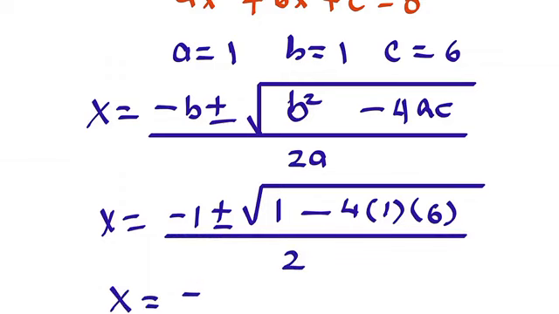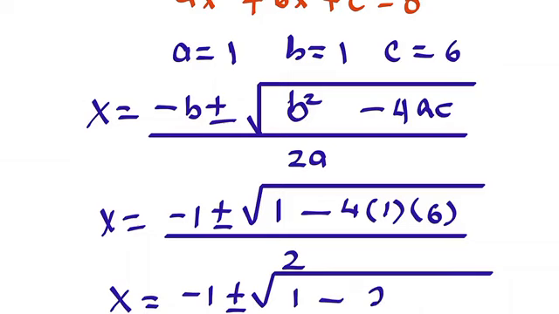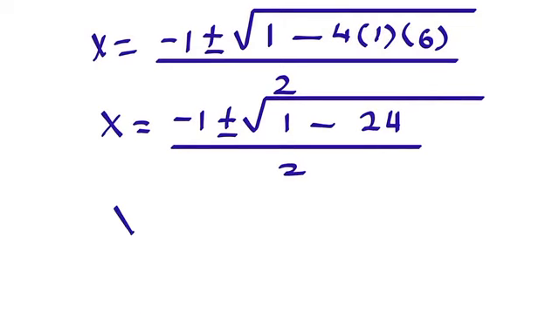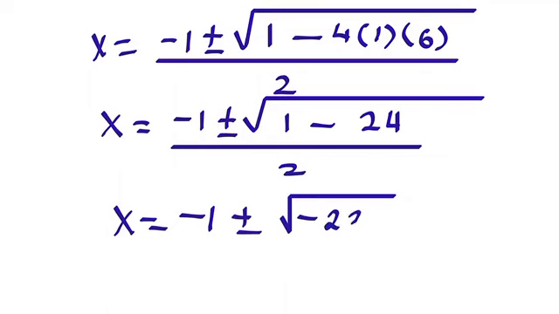Then x is going to be minus 1, plus or minus the square root of 1 minus 4 times 6. We're going to have 24, all divided by 2. Okay, so moving on. So x will be equal to minus 1, plus or minus the square root of minus 23, then all divided by 2.